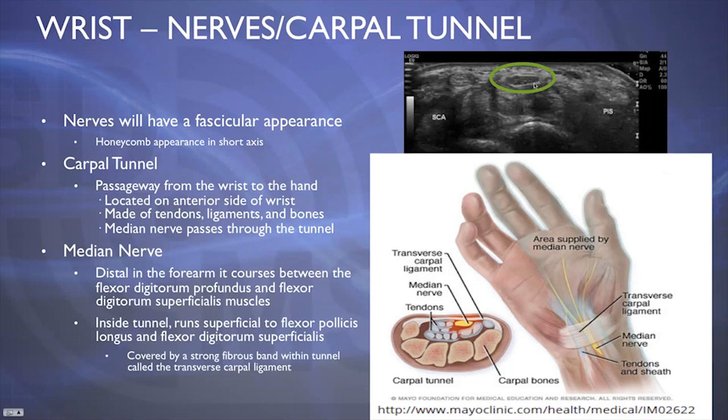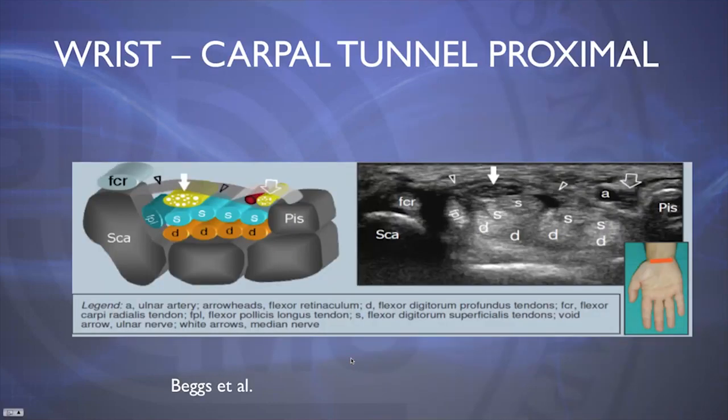Okay, so this is again showing you the same image here, where we have the nice transverse carpal ligament, or flexor retinaculum here. Median nerve is going to be superficial to the superficial flexor tendons here, and also superficial to the flexor pollicis longus tendon. And here we're showing the same thing in the ultrasound image.